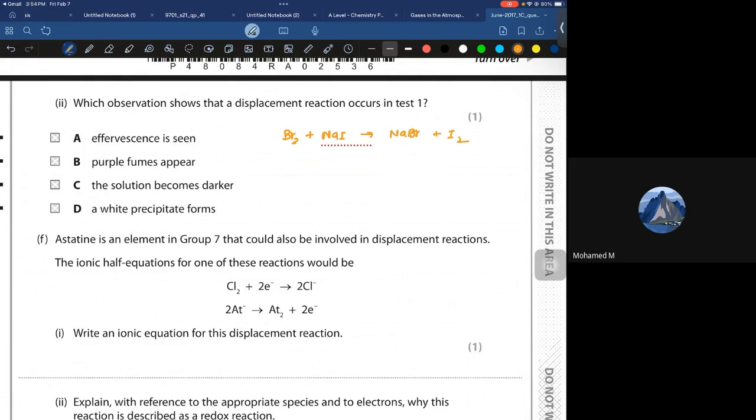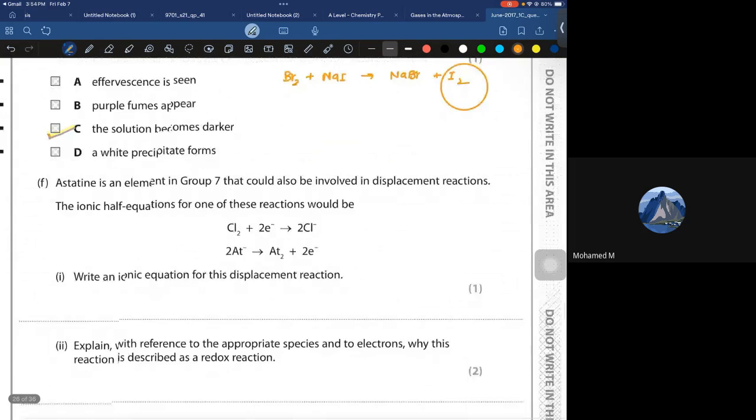So, what do you think would be observed? You would see a reaction, maybe a change in color. What's the color of iodine? Blackish purple. Exactly. So the solution becomes darker because iodine is going to be produced. Am I right? Yes.